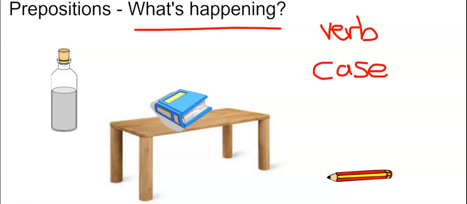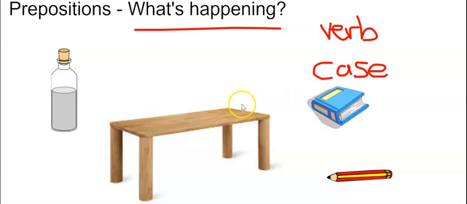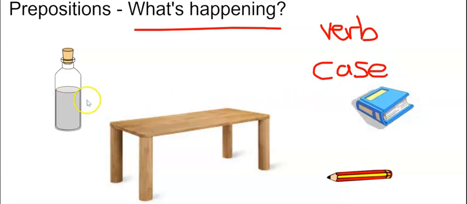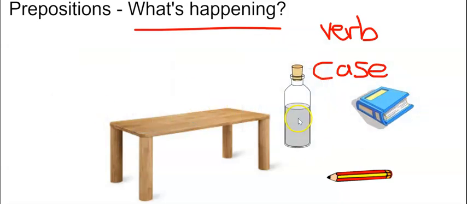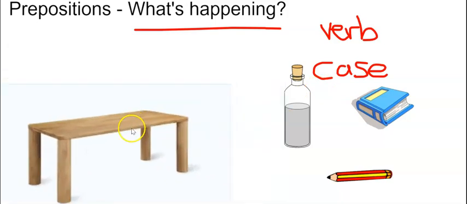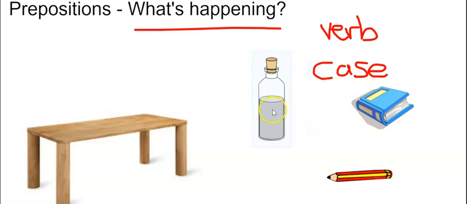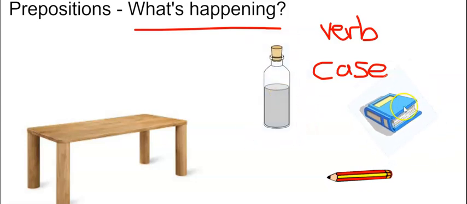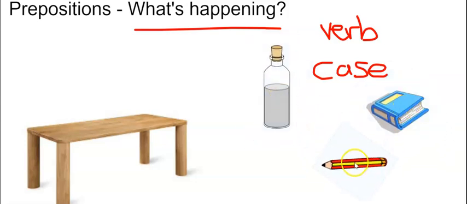We're going to take a look at two-way prepositions today. And in order for us to do that, we want to make sure that we understand what's happening. So let's take a look at some items here on the screen. Here is der Tisch, die Flasche, das Buch, der Bleistift.